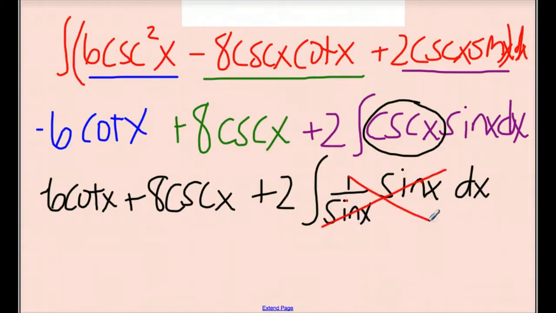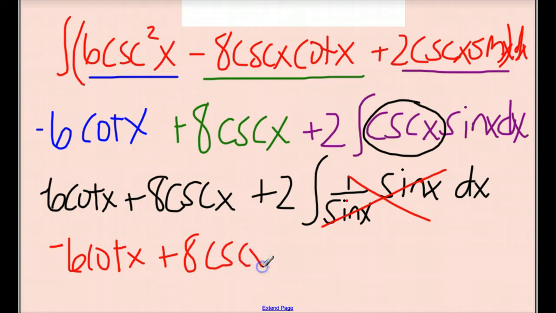They cancel. And so what I get is negative 6 cotangent of x plus 8 cosecant of x plus 2 and the integral of dx, which is just x, and then I get my plus c at the end. So although it looks complicated, when I rewrite it, it actually simplifies a lot better. So we're going to do the same thing for the next 2 problems.